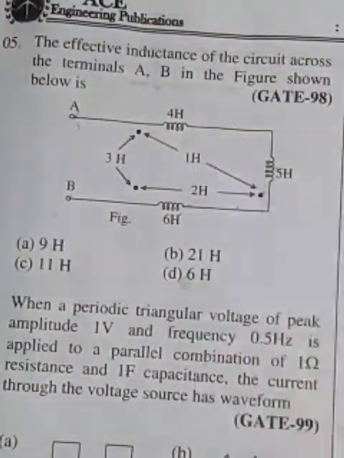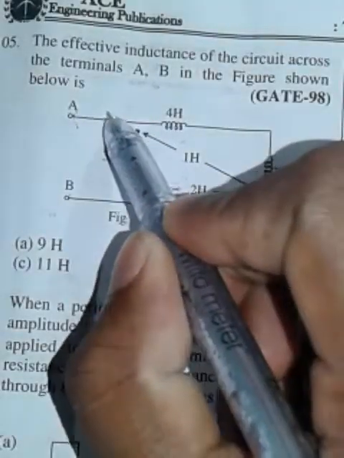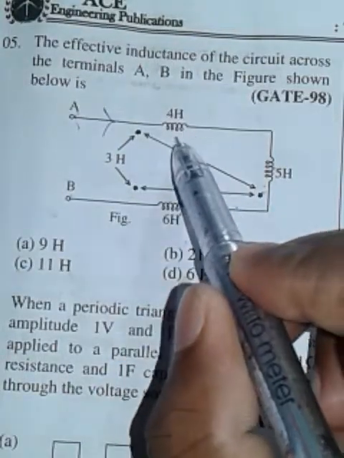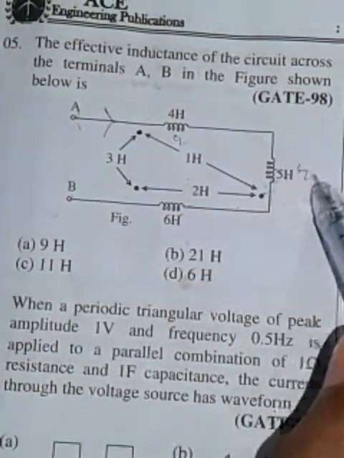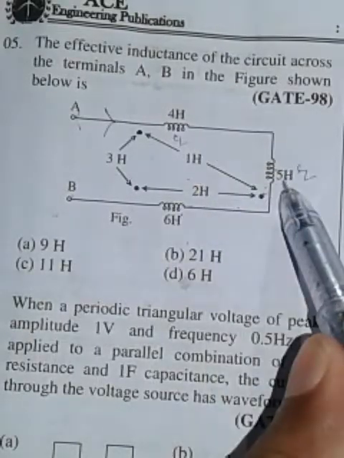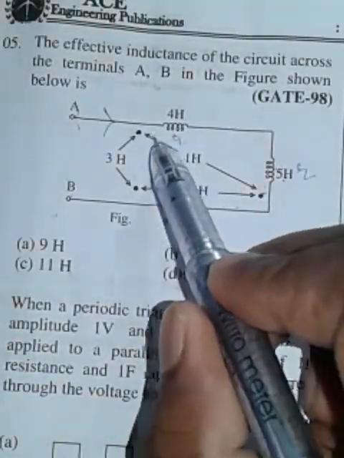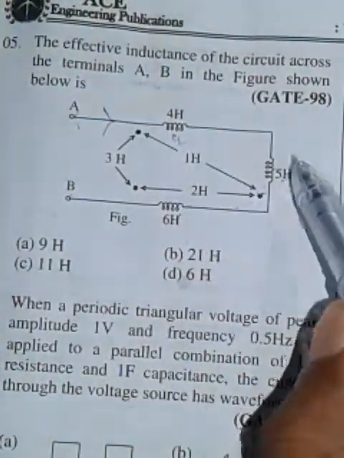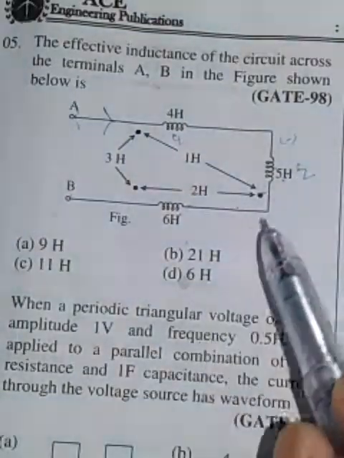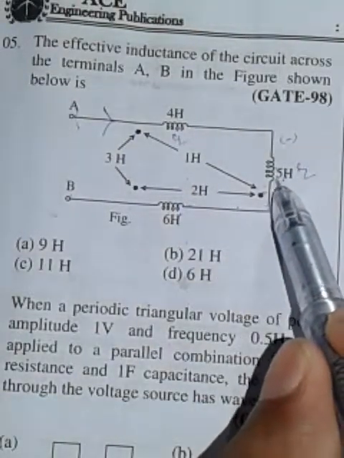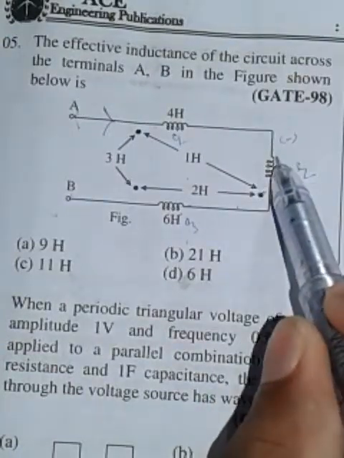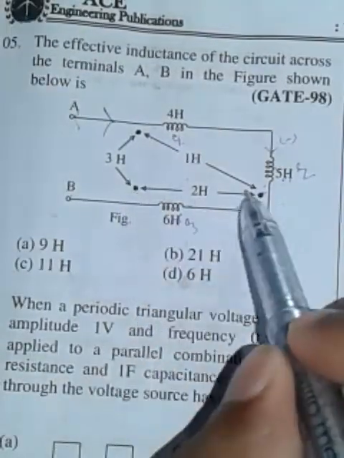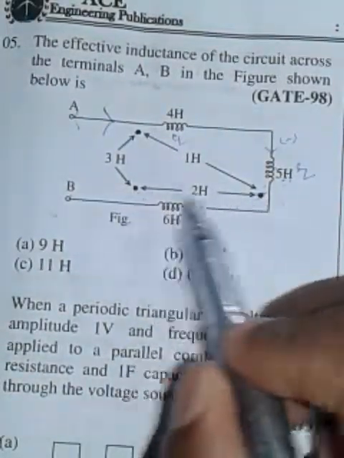Listen here, from the dot convention, suppose current is entering here, so the dot is the starting point for L1. For L2, the dot is the ending point. For L1 the dot is entering, for L2 it is the ending point, so these two are opposite, so it will be negative mutual inductance. For 2 and 3, the dot is the ending point for both, so both are the same, and it will be additive in nature.